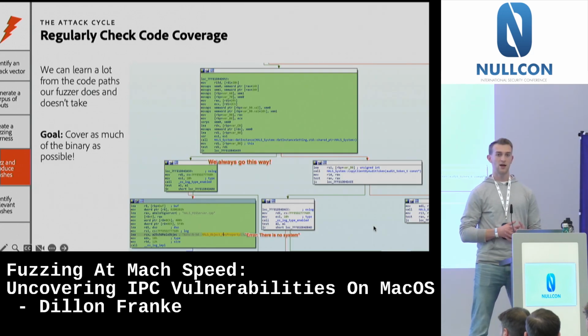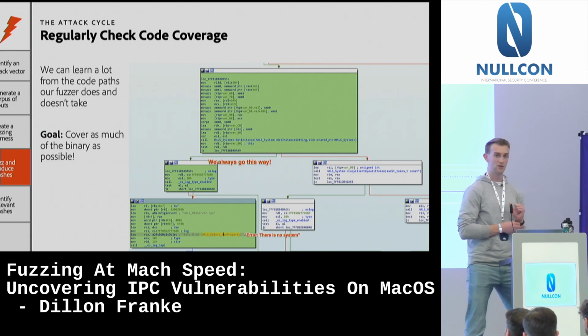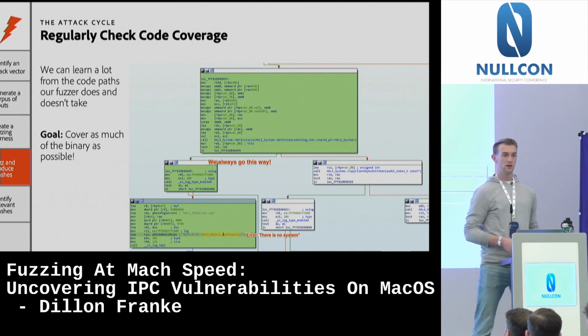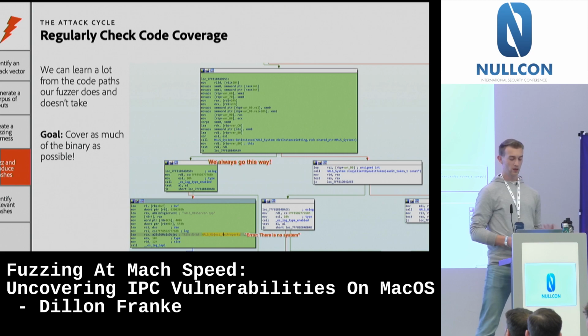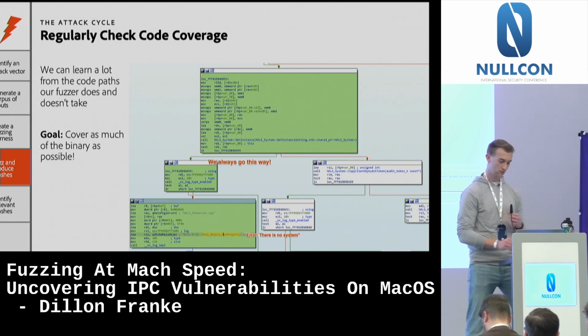So after we have a bunch of time running our fuzzer, there's lots of thoughts about how long you should fuzz before you start changing things up. But we want to regularly check our code coverage. And we can learn a lot actually about how the fuzzing process is working based on the code paths that our fuzzer does and doesn't take. The goal here when you're fuzzing should be to cover as much of the binary as possible. Because if we're not hitting code paths, we don't know if there might be a vulnerability there.